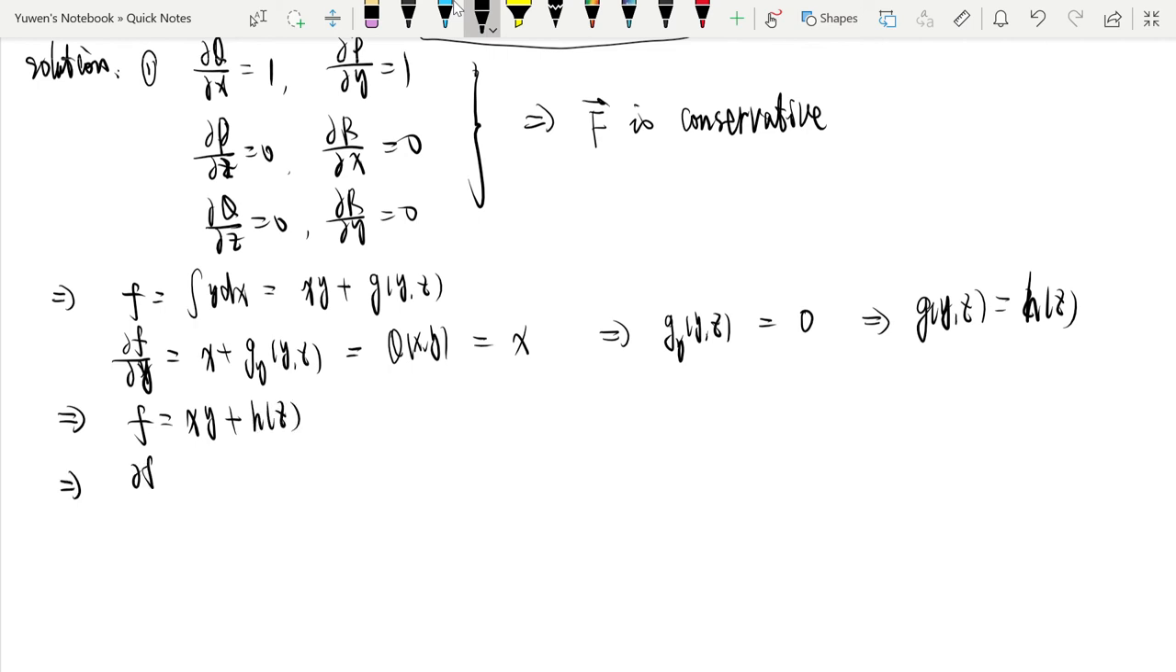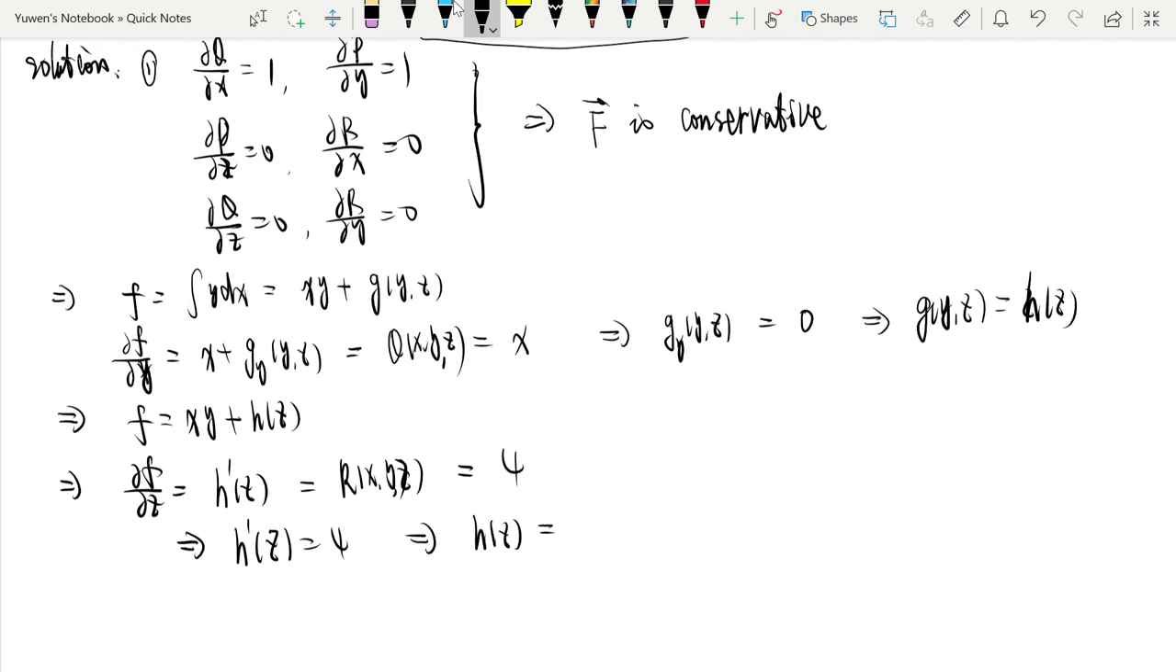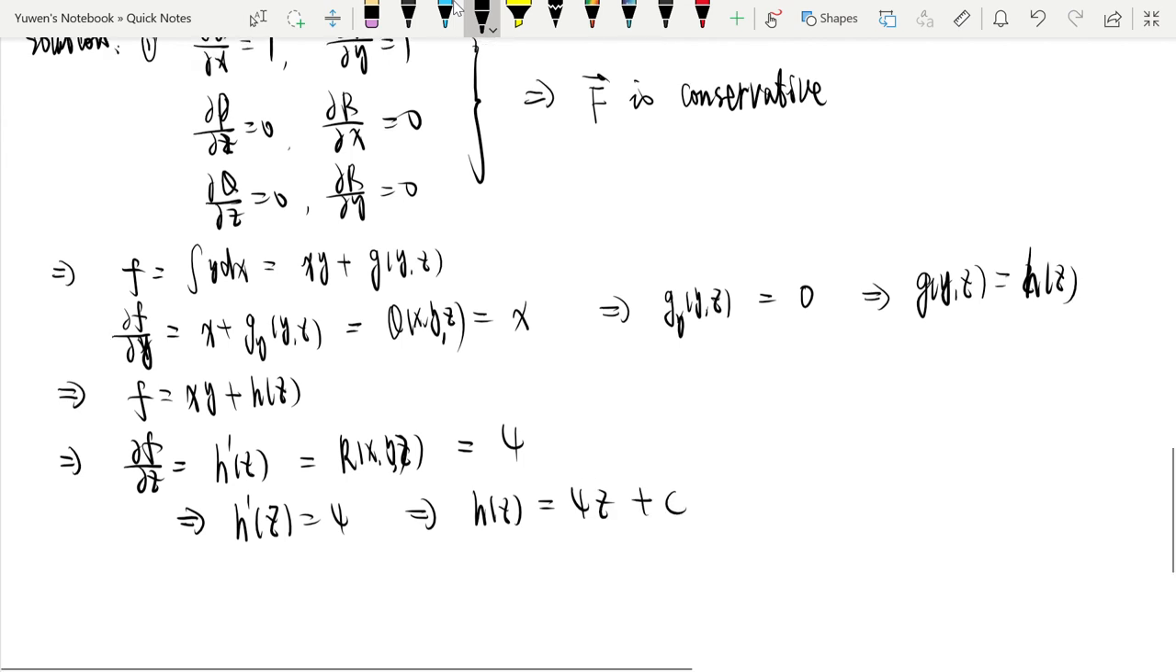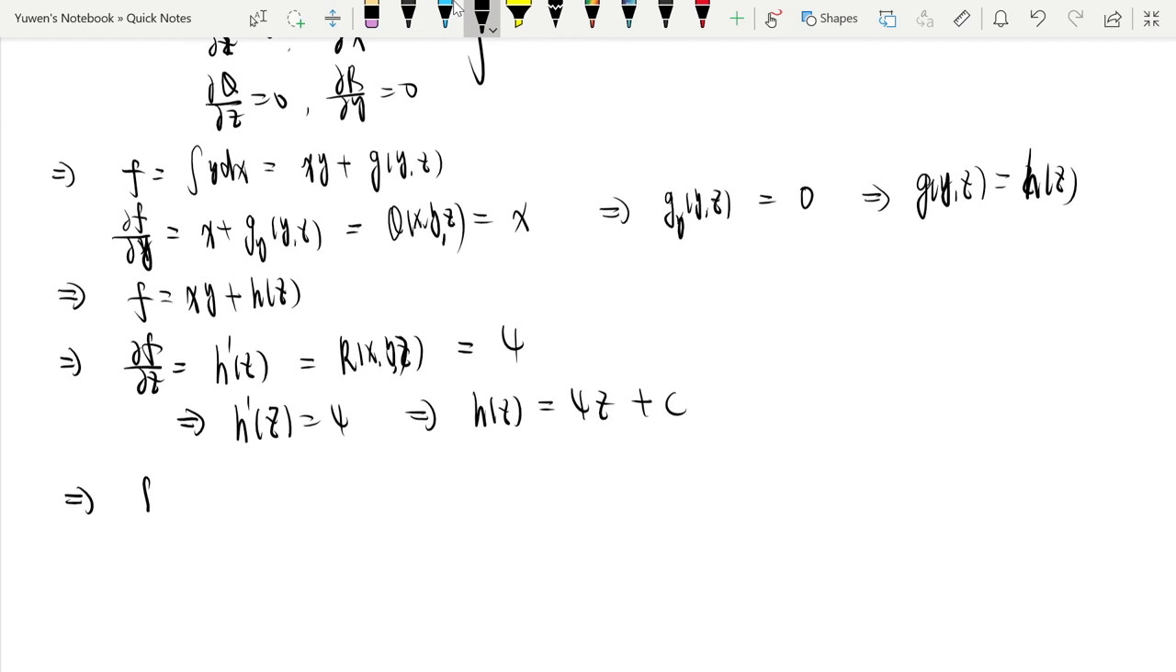Take the derivative: partial f partial z equals h prime z, which should equal r(x, y, z), that is 4. So h prime z equals 4. So h(z) is 4z plus some constant, and hence f(x, y, z) equals xy plus 4z plus c.